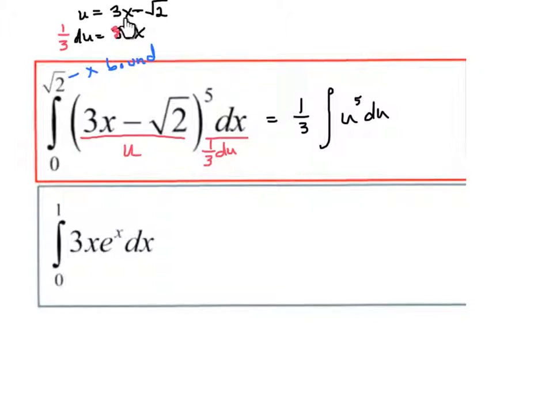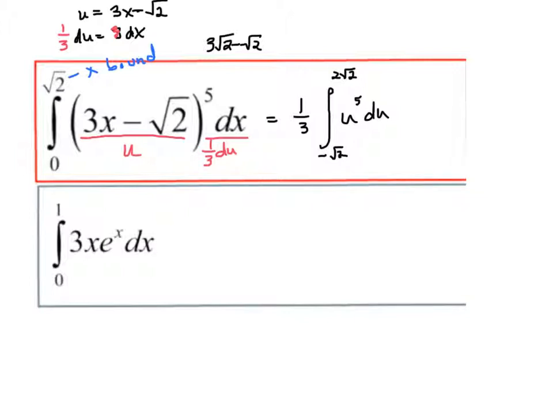So 3 times the square root of 2 minus the square root of 2. Just think about that for a second. 3 times the square root of 2 minus the square root of 2, that's 2 square roots of 2. Because we had 3 of them, we subtracted 1. That's our new bound. And here, the bound is 0. 3 times 0 minus the square root of 2, so negative square root of 2. So those are the bounds in terms of u.